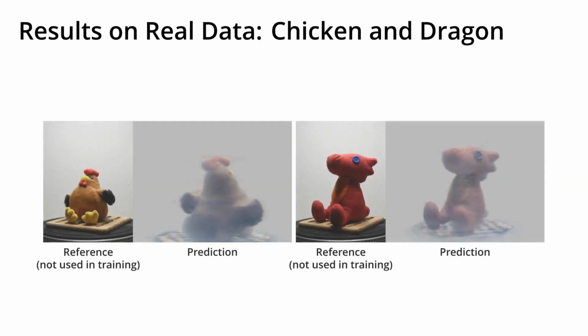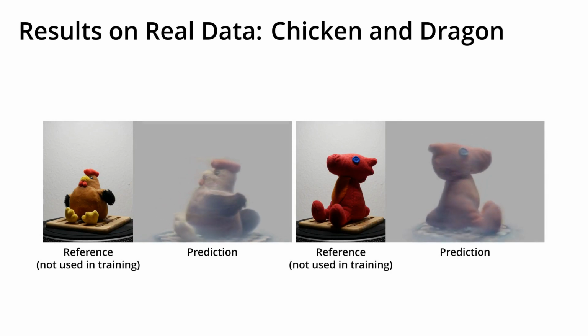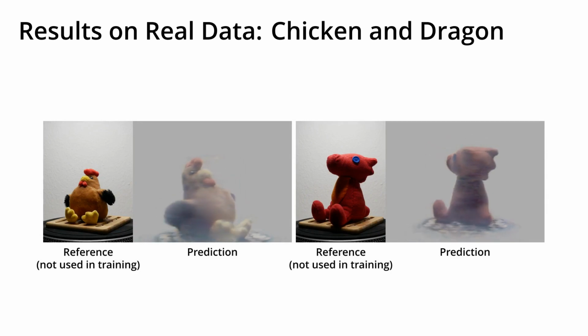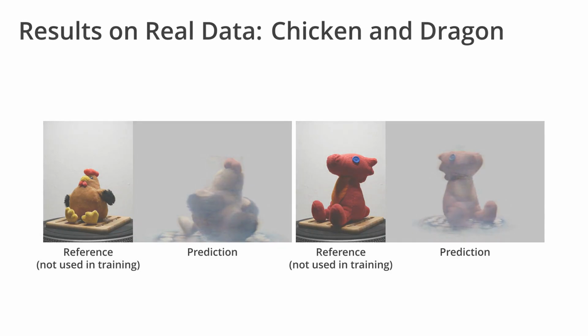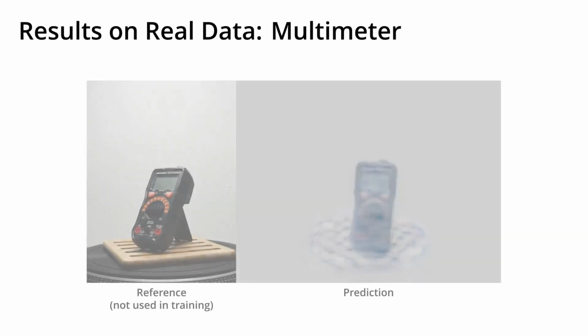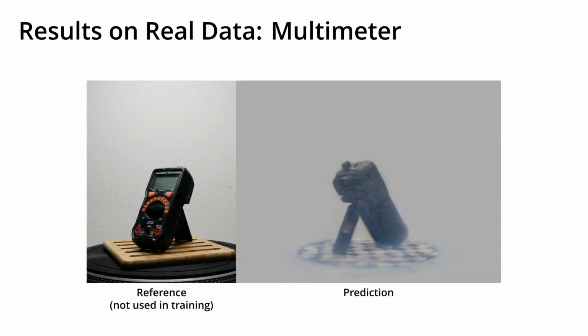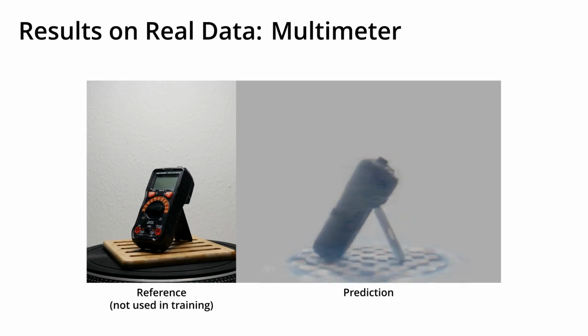In the chicken and dragon sequences, we show that EventNeRF recovers details in fuzzy, colorful materials as well. In the multimeter sequence, we show that the model can reconstruct view-dependent effects, such as specular highlights.